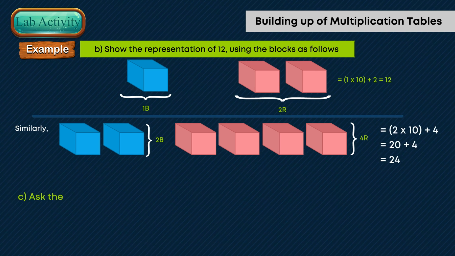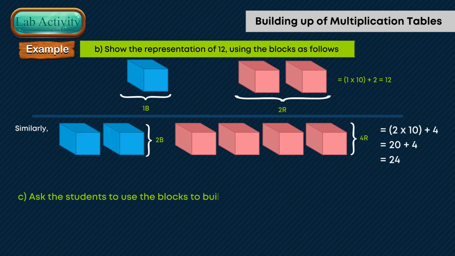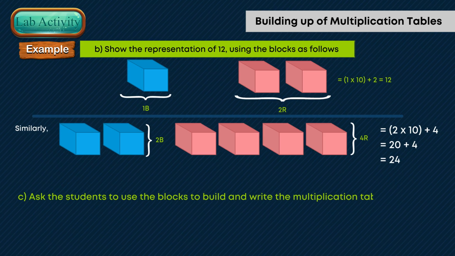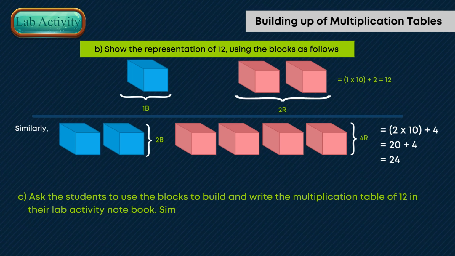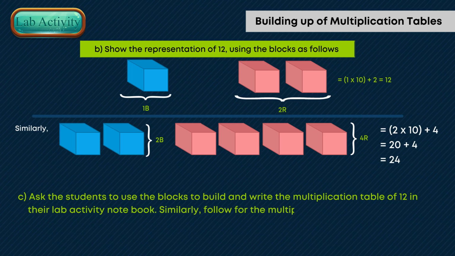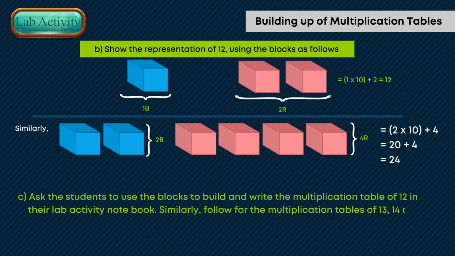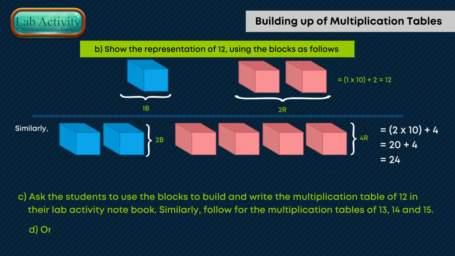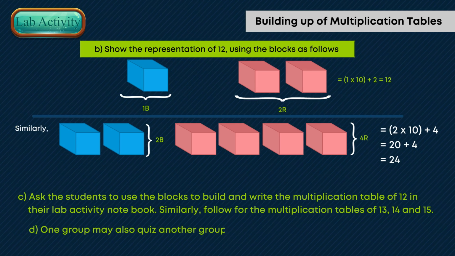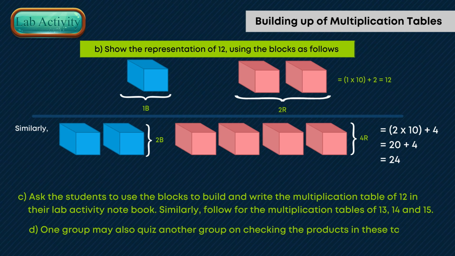C. Ask the students to use the blocks to build and write the multiplication table of 12 in their lab activity notebook. Similarly, follow for the multiplication tables of 13, 14 and 15. D. One group may also quiz another group on checking the products in these tables.